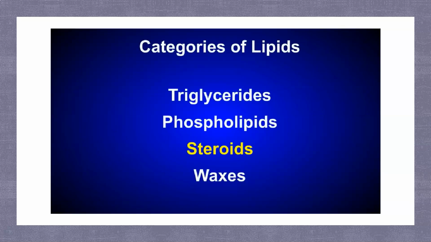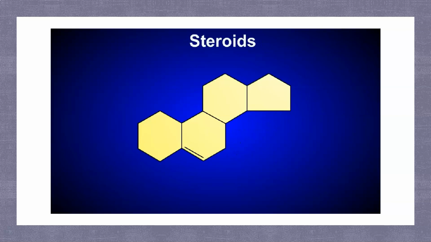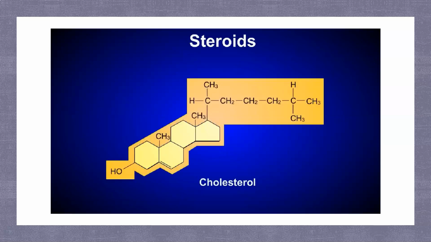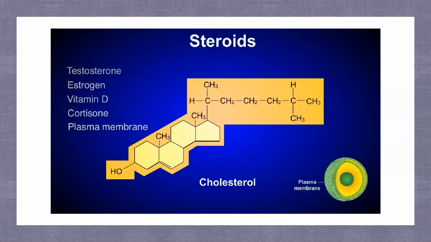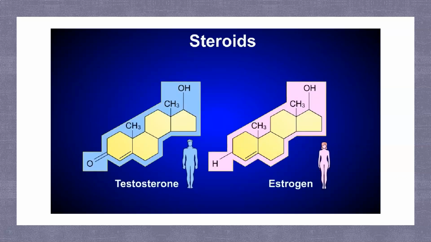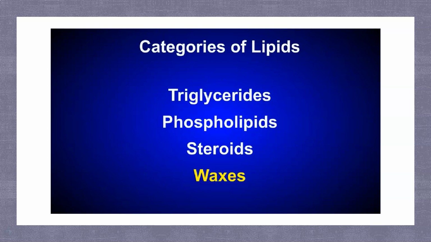Steroids are the next category of lipids. Steroids are composed of 4 fused rings of carbon, to which different functional groups are attached. One well-known steroid molecule is cholesterol. Cholesterol serves as a precursor for the synthesis of other steroids such as testosterone, estrogen, vitamin D, and cortisol. Cholesterol is present in plasma membranes where it stabilizes the membrane. The hormones testosterone and estrogen have small differences in their functional groups, but large differences in their effects on an organism. Waxes are the final group of lipids.